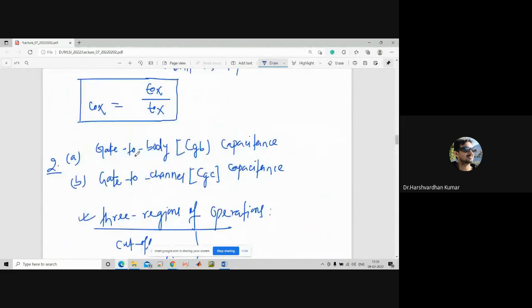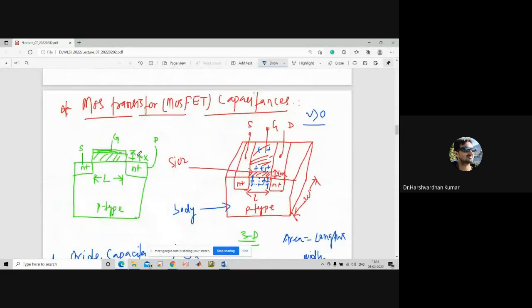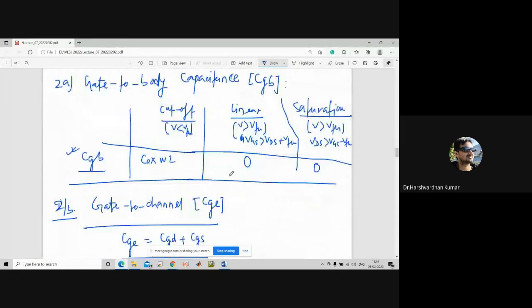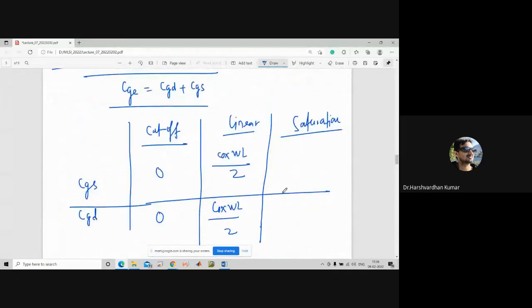This is a very good topic, saturation. First of all, I am going to draw the channel. This is the channel under saturation. After observing this graph or device structure, what can you conclude for the gate to drain capacitance under saturation? 0. Yes, exactly, it will be 0. Very good. So the gate to drain capacitance under saturation is 0.